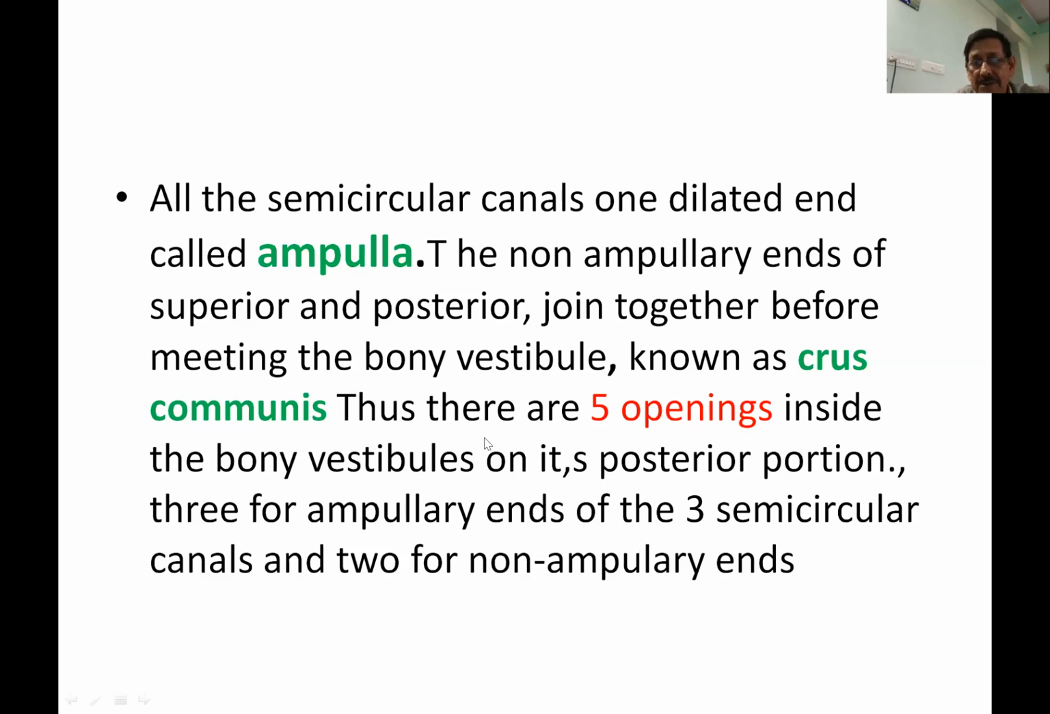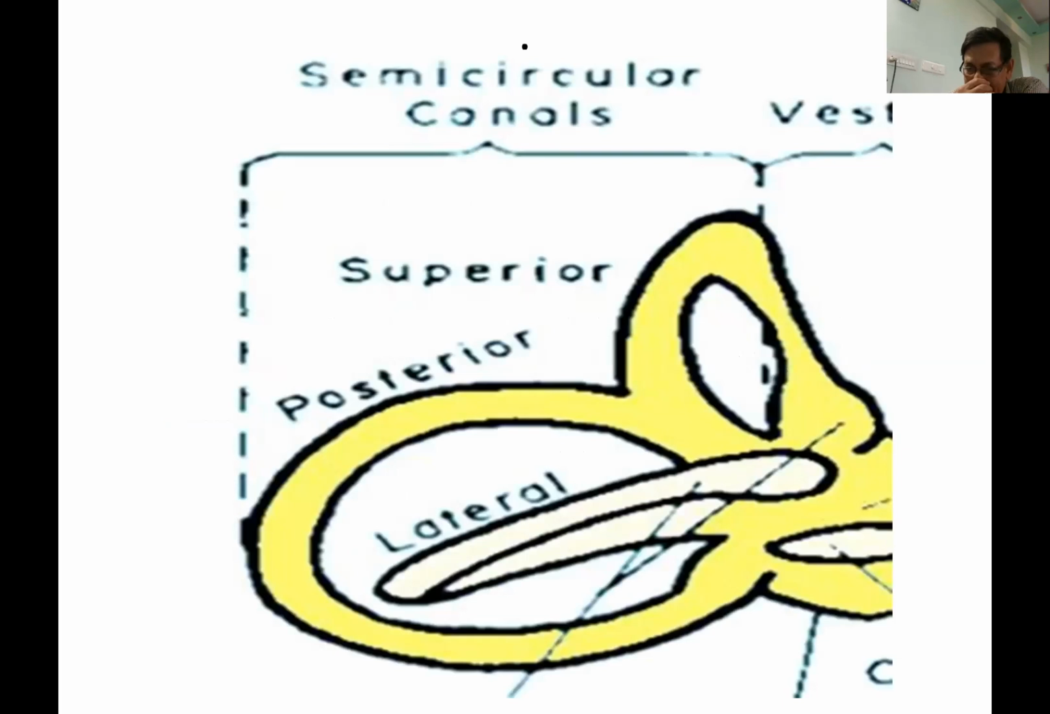Each semicircular canal has one dilated end called the ampulla, and another non-ampullated end. The non-ampullated ends of the superior and posterior canals join together to form the crus commune. So we have 5 openings for the 3 semicircular canals. These are the bony semicircular canals: lateral, superior, and posterior.